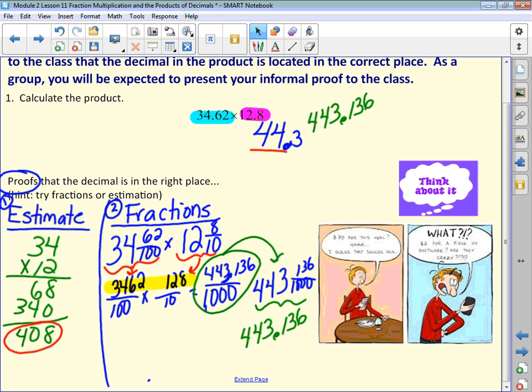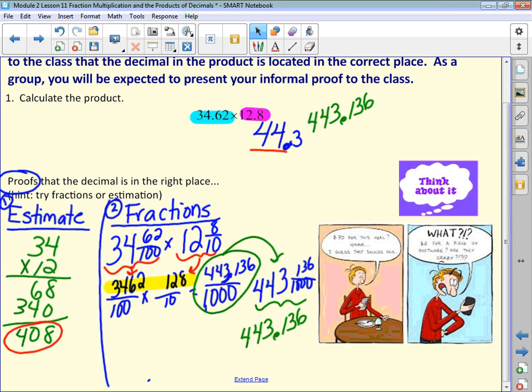I am just showing you how to prove and check your multiplication of decimals. For your homework, you do not have to do these two steps, but it's a smart thing to do. At least do the first one, the estimating step, so that you can check. And what are you going to ask yourself with every answer? Is my product reasonable?